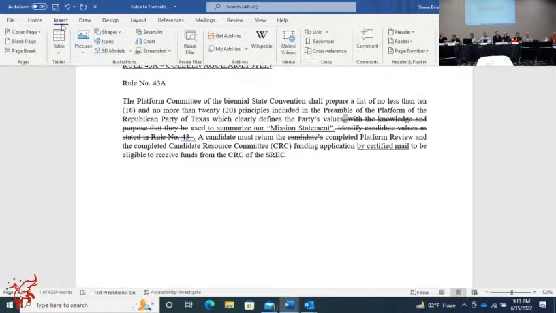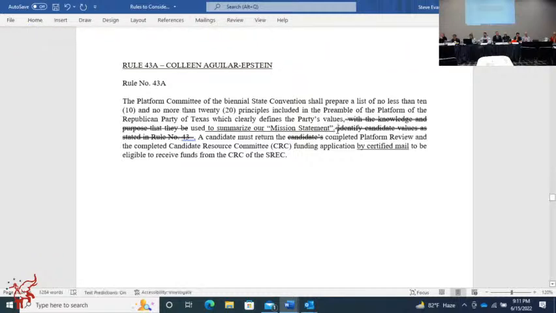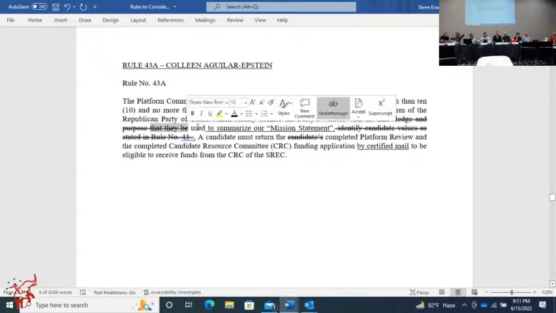Mr. Gonzalez? Oh, okay, so it just didn't make any sense to me when I read it. "Creating defines party values that they be used to summarize our mission statement." By striking this, it tells us that the party's values are already used. That's how we use them to summarize our mission statement. So I think it just reads more clearly now.